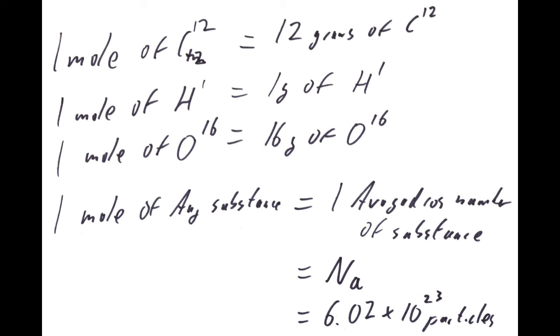1 mole of carbon weighs 12 grams, so we need 12 grams of carbon. 1 mole of hydrogen weighs 1 gram, so we need 12 of these moles of hydrogen, and 1 mole of oxygen contains 16 grams. 6 moles of carbon weigh 72 grams, 12 moles of hydrogen weighs 12 grams, and 6 moles of oxygen weighs 96 grams. So 1 mole of glucose will weigh 180 grams.